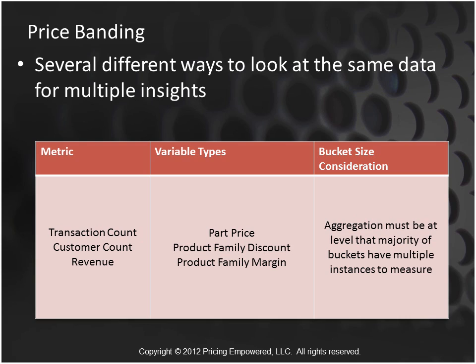Like peer price indexing, there are several ways to look at the data in price banding. You may want to use specific customer prices or discount and/or margins by product family. You may want to use very granular buckets, such as every percent discount or penny in price, or you may want to aggregate the data into bigger buckets. You may want to display the number of transactions, customer count, or revenue. Each combination of these decisions leads you to a different group of insights.